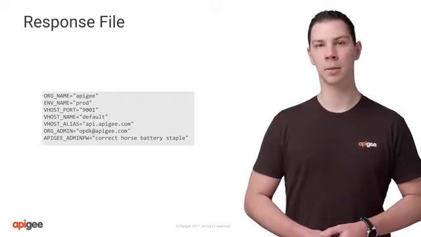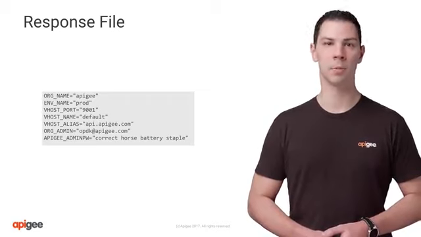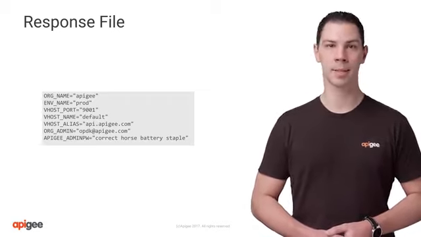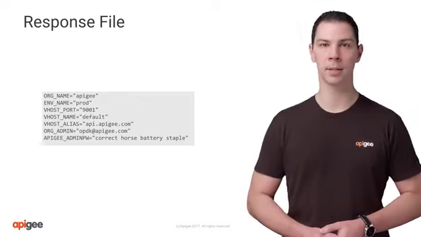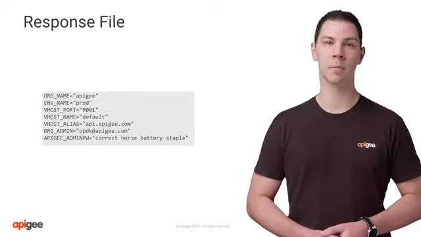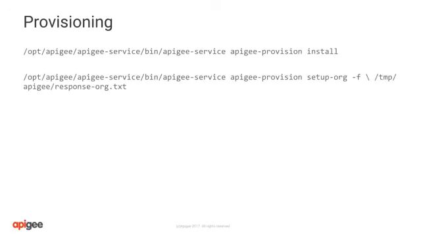Apigee admin PW is the password of the sysadmin user that will be used to create this organization. The default sysadmin email is the initial sysadmin user you created at installation time, but you can define the admin email variable to choose a different sysadmin user. We have our provisioning response file. The next step is to install the provisioning utility.